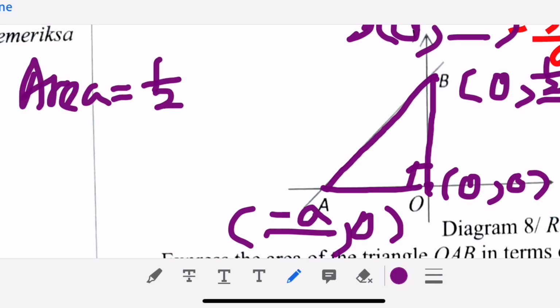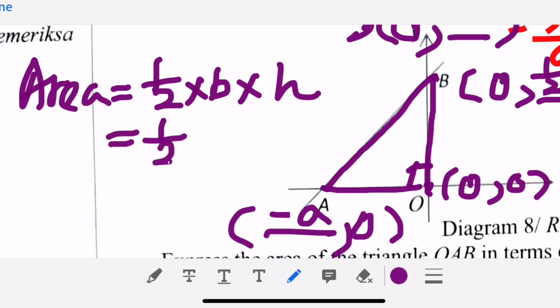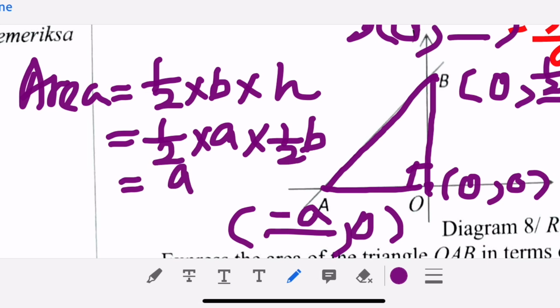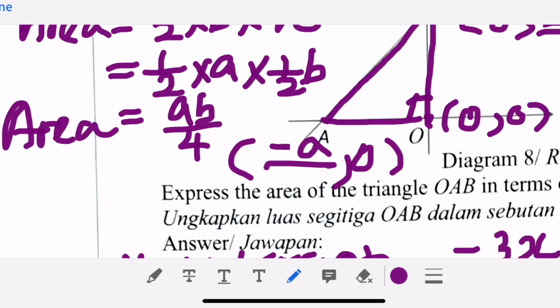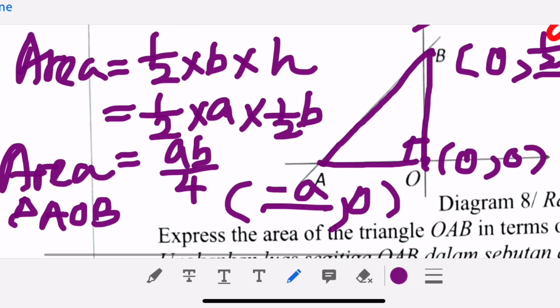So area of the triangle is 1 over 2 times base times height. So it's 1 over 2 times the base, which is A, and the height is 1 over 2 B. So the answer for this question is AB over 4 as the area of the triangle. After we find all the points, finally we get the area of the triangle AOB is AB over 4.